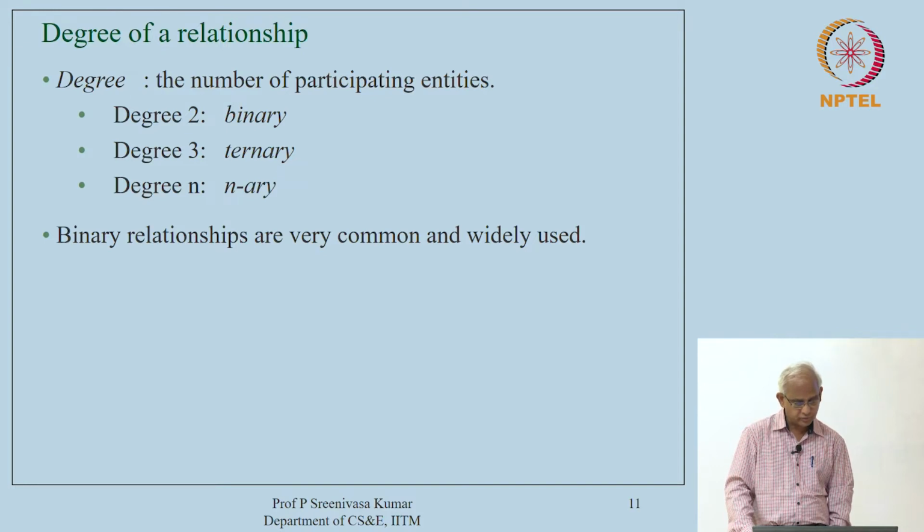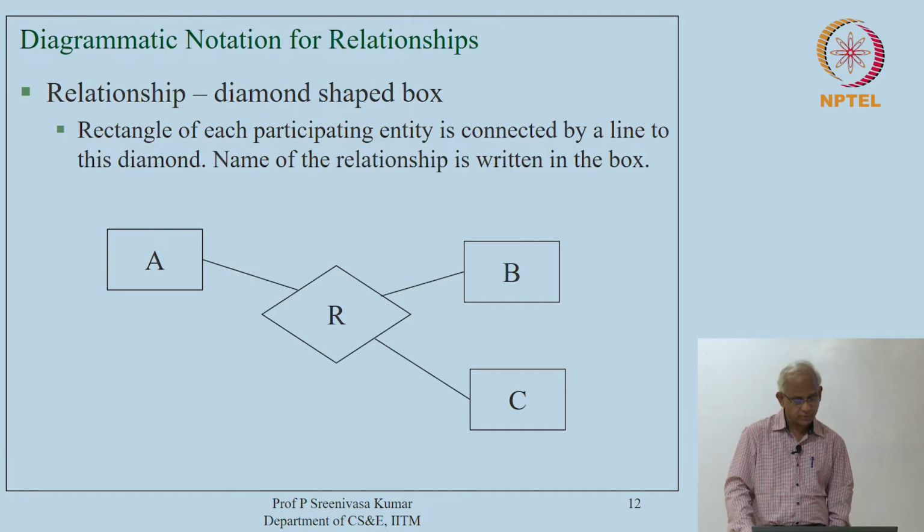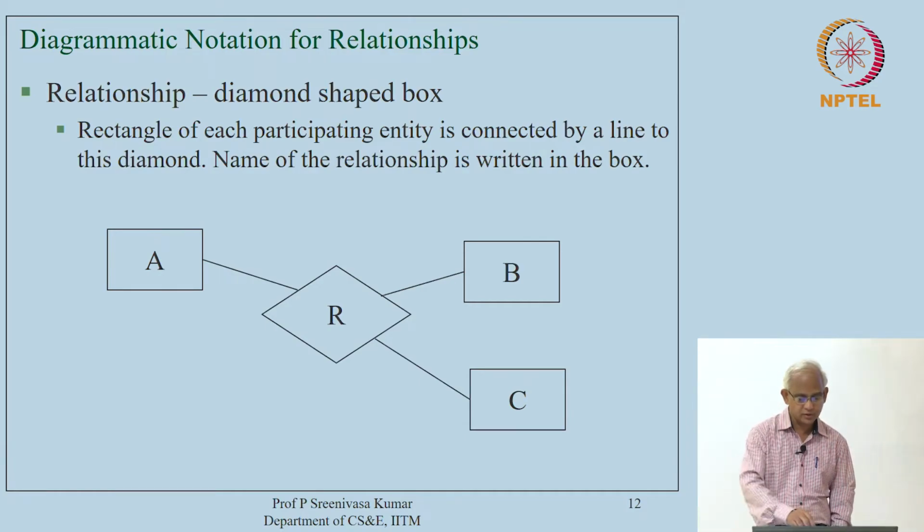Binary relationships of course are, and we also talked about the diagrammatic notation for representing relationships. We represent the relationship as a diamond box, then draw all the participating entities around it, and connect the participating entities to the box by lines. That is how we use this in a diagram. Now, let us move on.